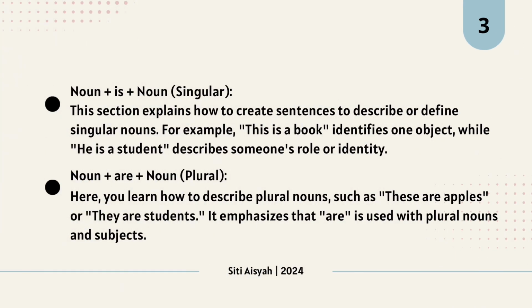The first one, noun plus is plus noun, is singular. This section explains how to create sentences to describe or define singular nouns. For example, this is a book identifies one object, while he is a student describes someone's role or identity.